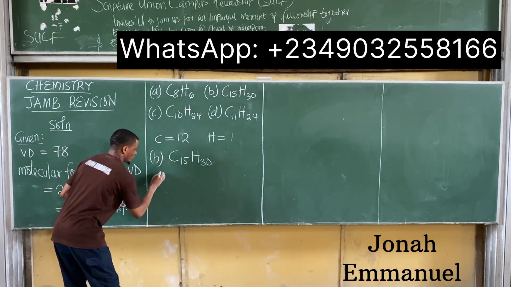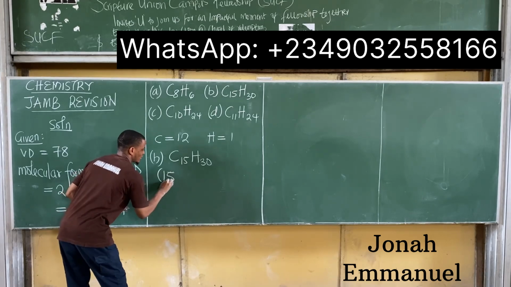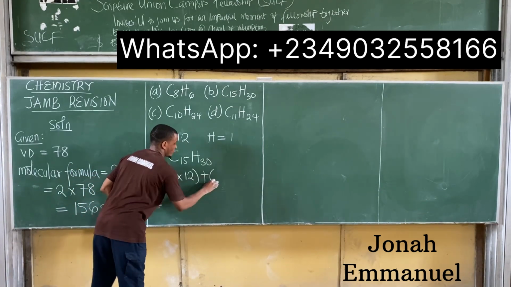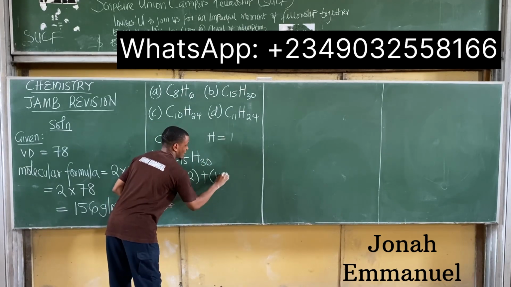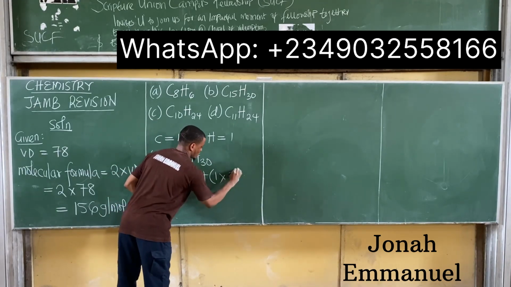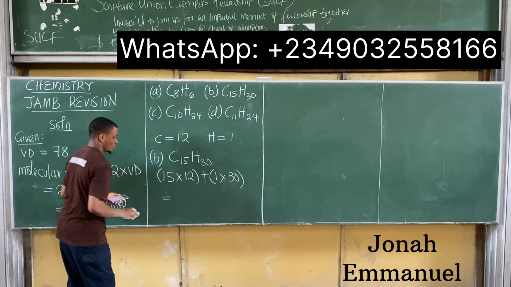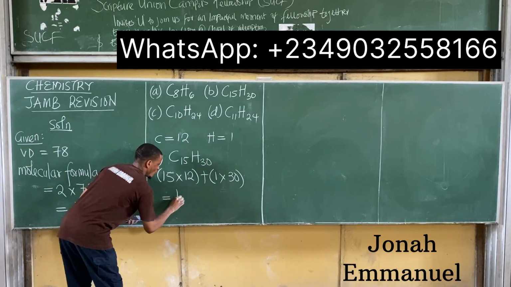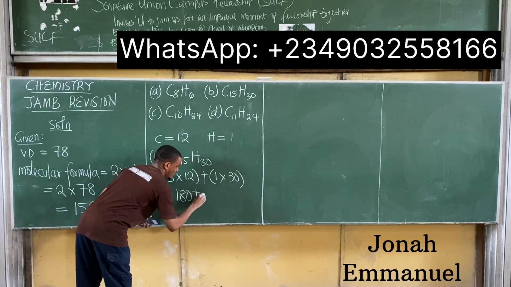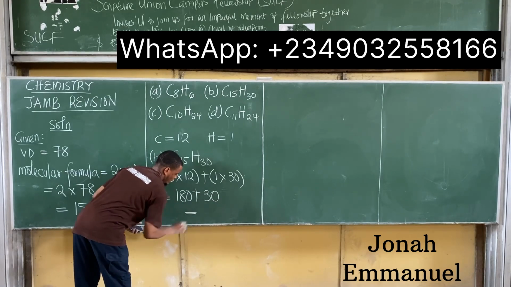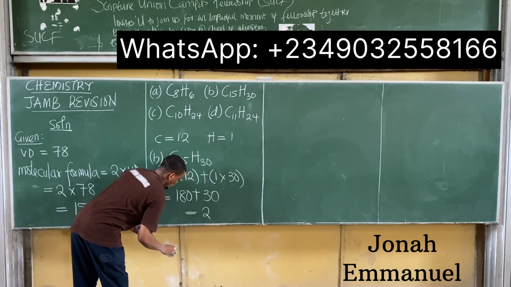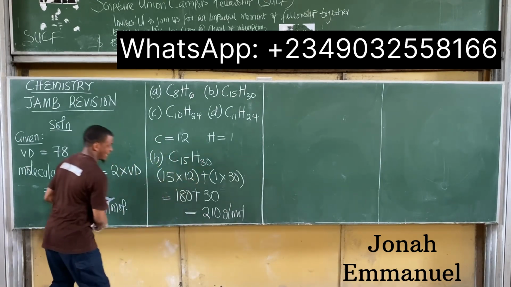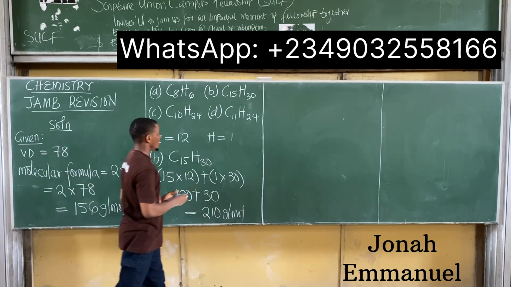I will use this to calculate the molecular mass and see if I have this value. Starting with carbon, it will be 15 times the molar mass of carbon, which is 12, plus for hydrogen 1 and the number of atoms 30. So I have 15 times 12, which gives you 180, plus 1 times 30 is 30, and this gives you 210 gram per mole, which is not my answer. So the answer is not B.